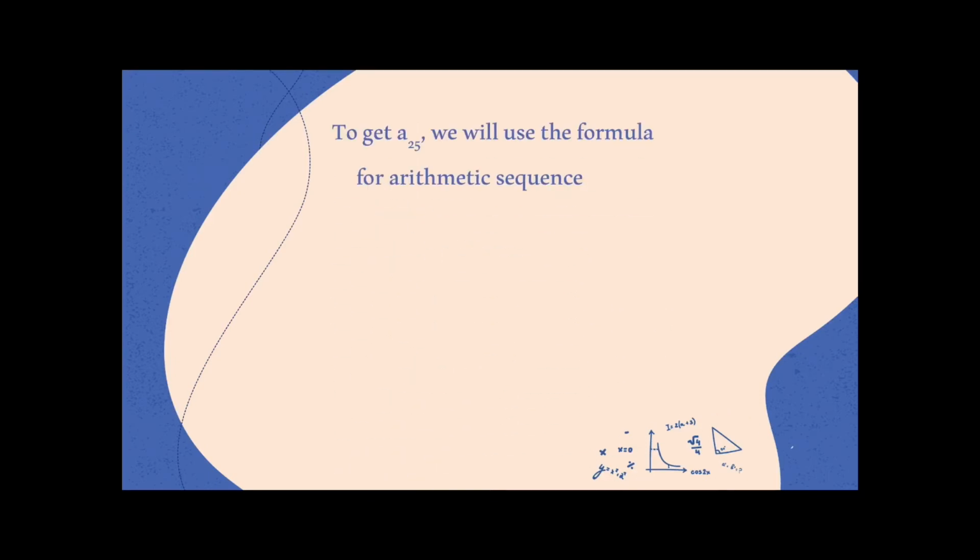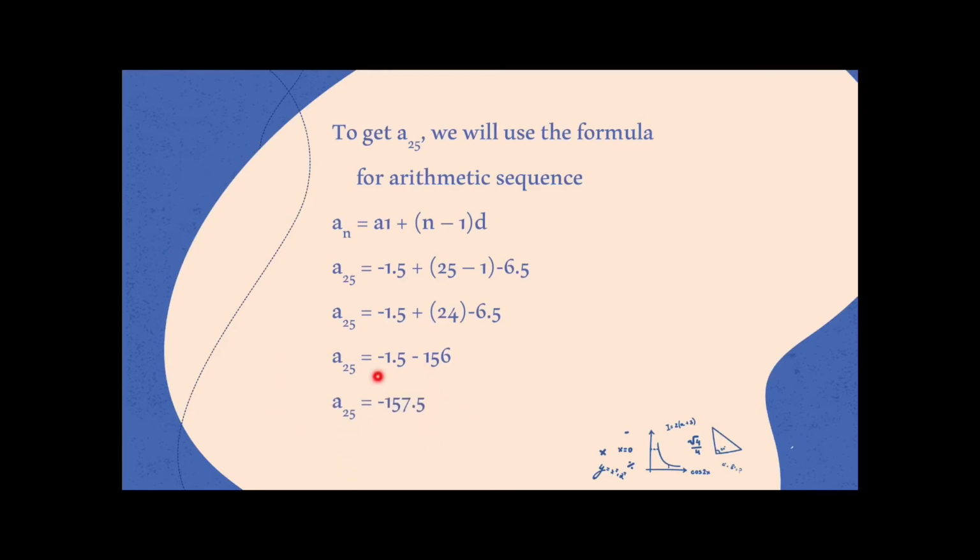To get a sub 25, we will use the formula for arithmetic sequence. A sub n equals a sub 1 plus n minus 1 times the common difference. We will solve this using the given. Now we have our a sub 25, negative 157.5.